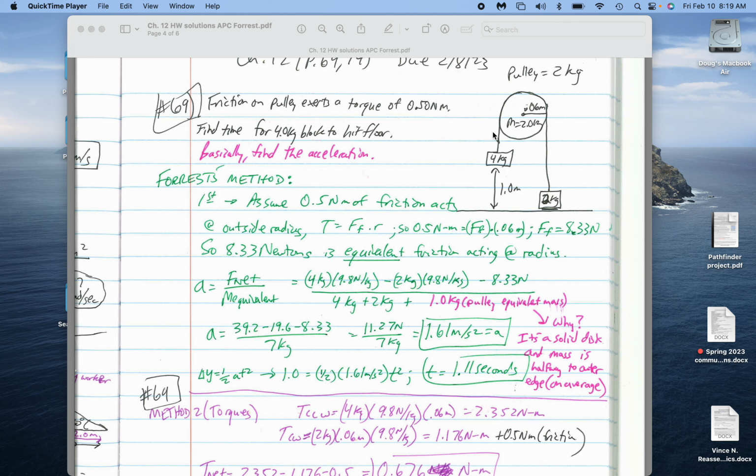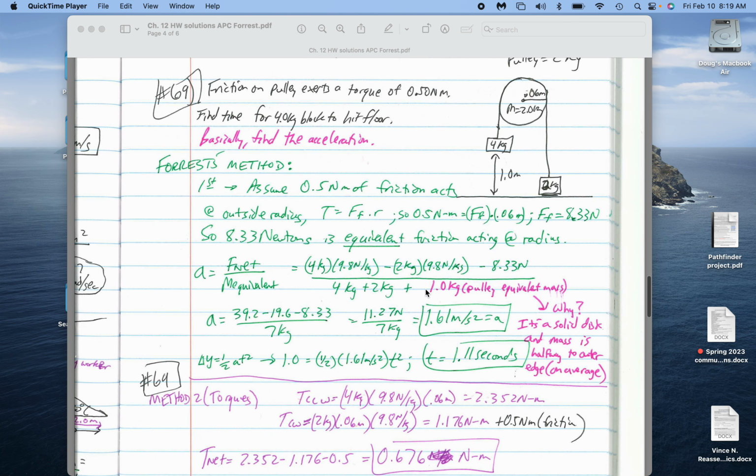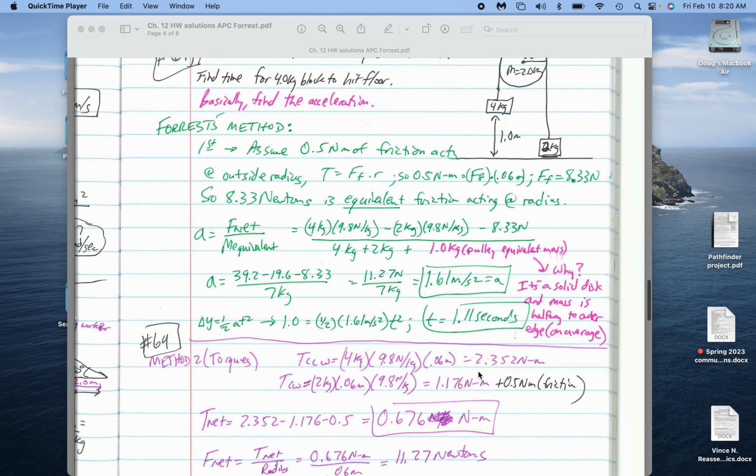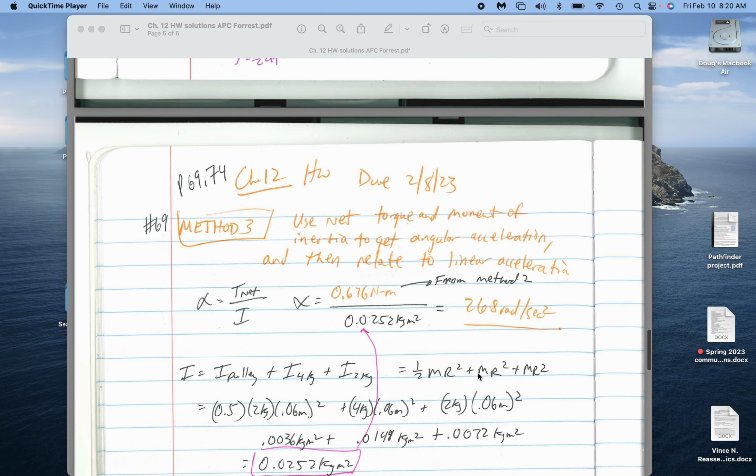But remember, this is a solid disk, and the pulley has a mass of 2 kilograms. And if it's a solid disk, the mass on average acts as if it is halfway from the center. So we think about that as being only 1 kilogram. So now I have a net force, equivalent mass, I get my linear acceleration, and then plug that into y equals 1/2 at squared. So 1.11 seconds. I do think it's going to be useful for you to look at some of these other methods. They all give you the same answer.